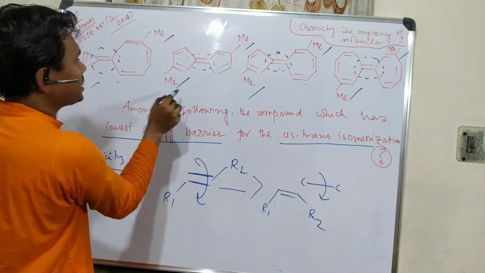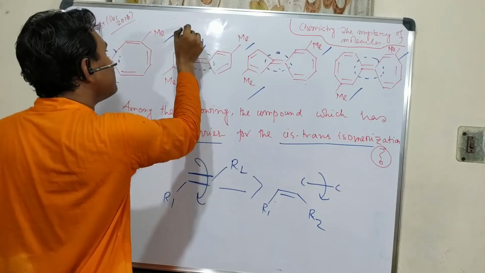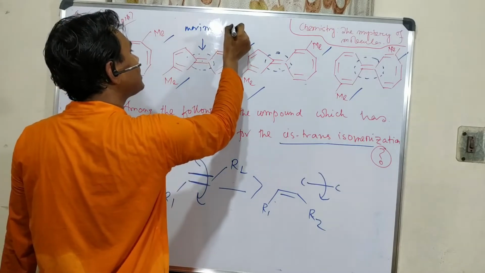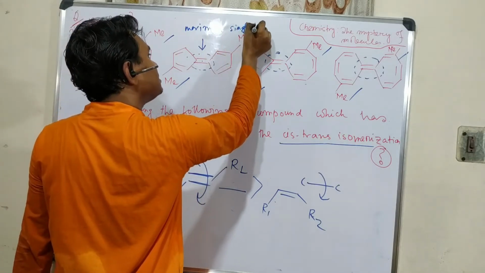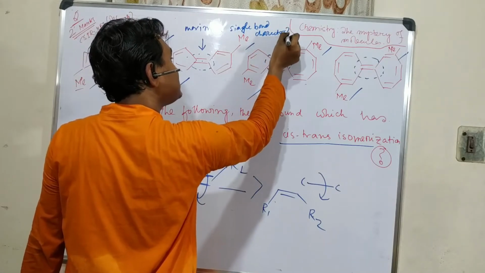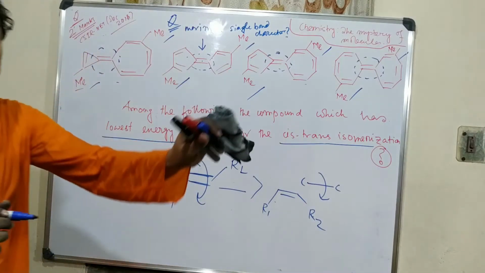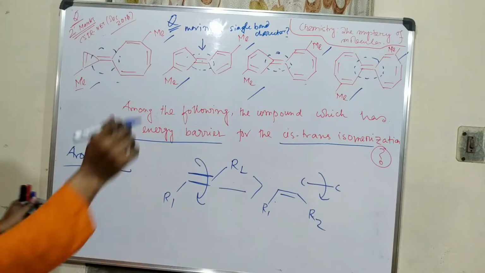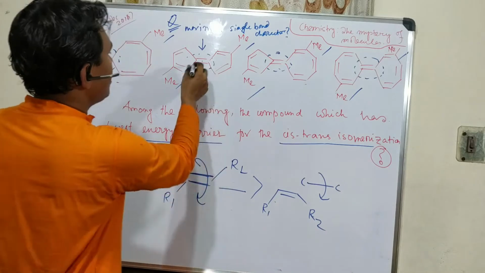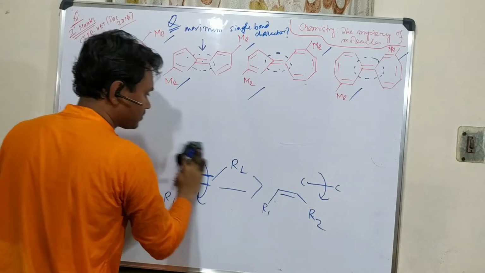So the actual question is, in which case does this bond have maximum single bond character? This is the actual question asked, but in a different way. Students get confused, end up making mistakes and waste their time. So be calm and cool and try. Which one will have maximum single bond character?